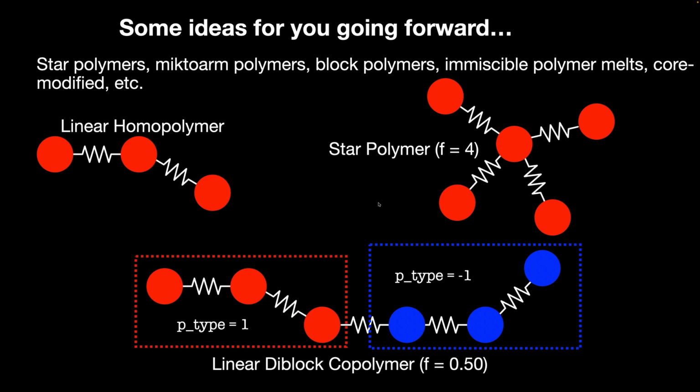You can look at block polymers. So I'm showing down here a linear diblock copolymer where the fraction of A is equal to the fraction of B. So we've got 50% A, 50% B. And we could simulate that.